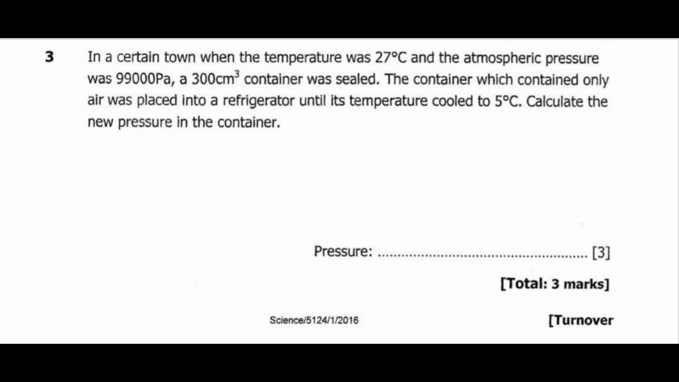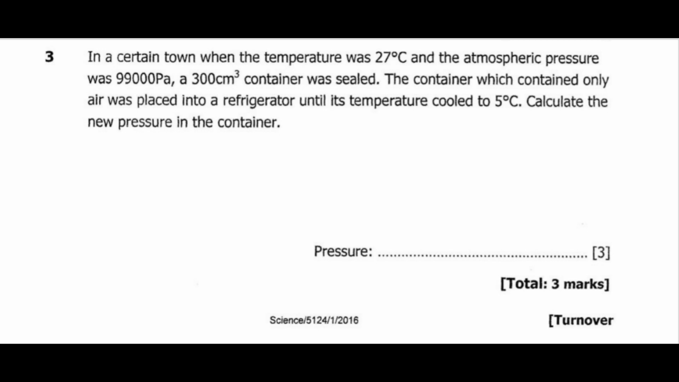So let's read through. In a certain time, when the temperature was 27 degrees Celsius and the atmospheric pressure was 99,000 Pascal, a 300 cubic centimeter container was sealed. The container, which contained only air, was placed into a refrigerator until its temperature cooled to 5 degrees Celsius. Calculate the new pressure in the container.